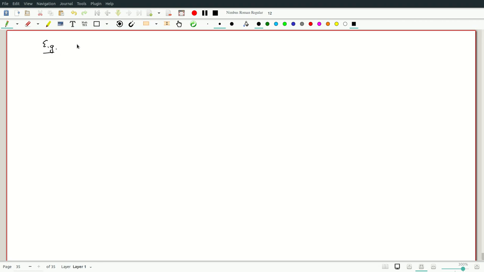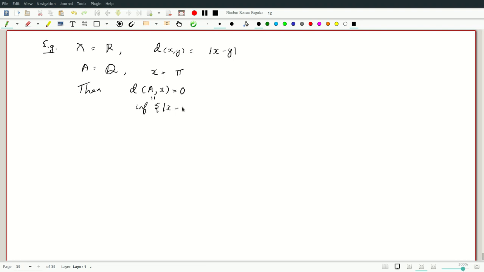Okay, so for example, suppose I take X to be R, and of course just to clarify, the distance between x, y is |x minus y|, the only distance we have considered. We'll take A to be the rational numbers and take x to be pi. Then we know that the distance between A and x is 0. We can see this because this is the infimum of |a minus pi|, where a is in the rational numbers. And pi can be arbitrarily well approximated by rational numbers.